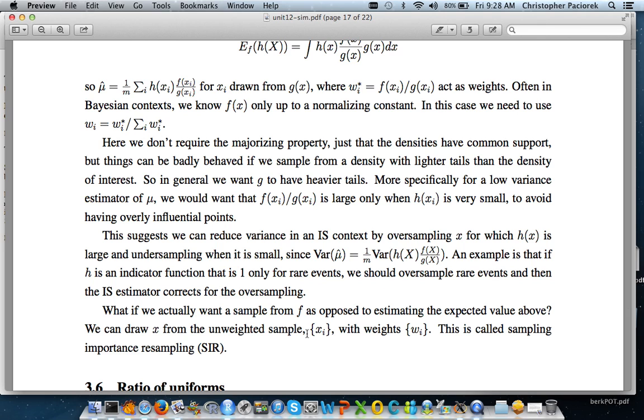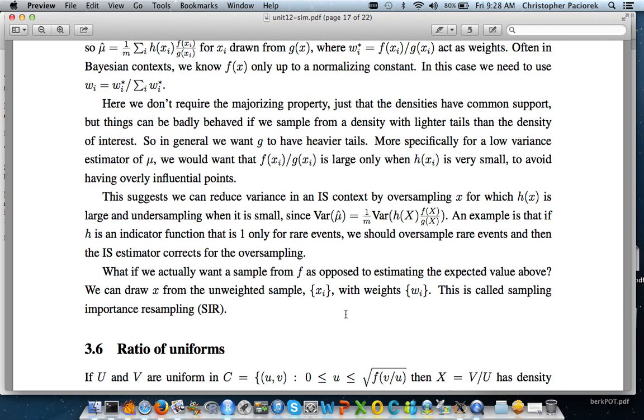Another way of thinking about it is, what's happening when I sample from f? Well, I'm not putting a lot of samples out here. I'd like to sample more from out in the tail, because that's where all the action is in terms of h. And so that's what this importance sampling estimator does. Okay, so any questions about that?